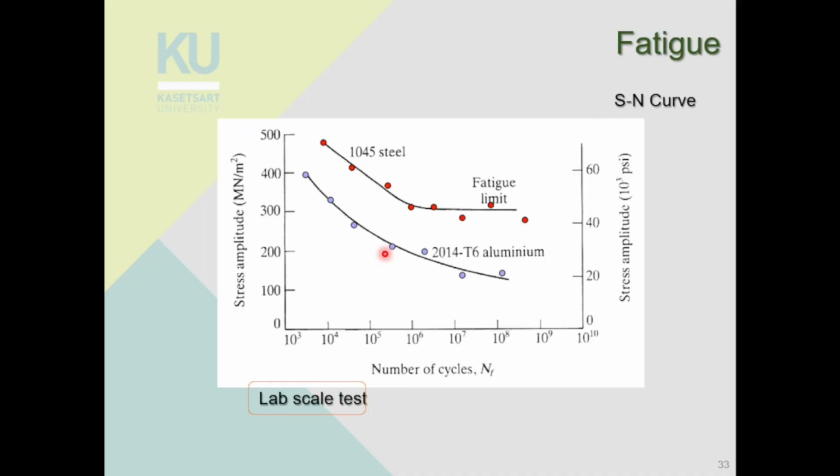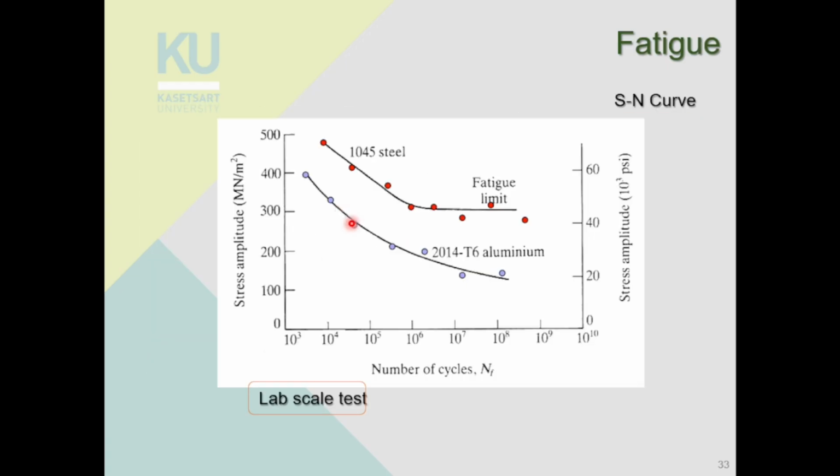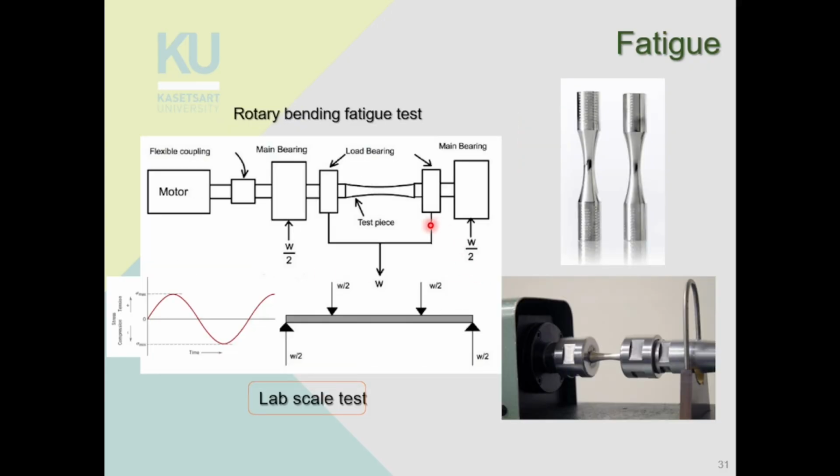And we can plot a graph called the SN curve, where S is the stress amplitude, which is the y-axis, and N is the number of cycles to failure, which is the x-axis, right? The stress amplitude is related to the weight that we use to bend the specimen.